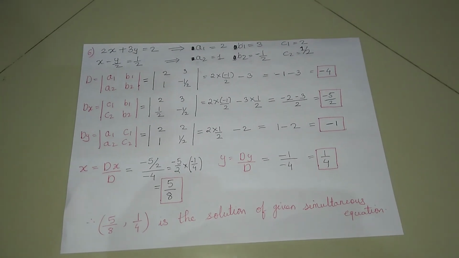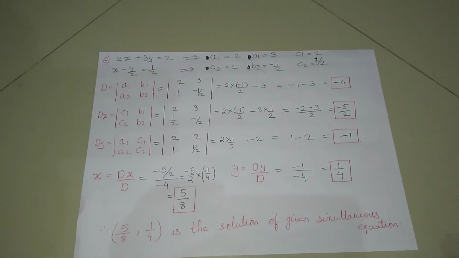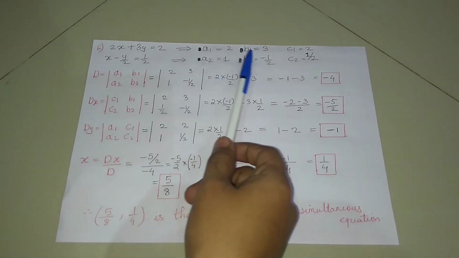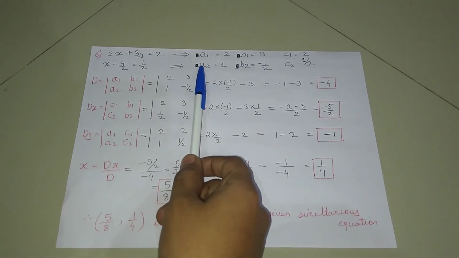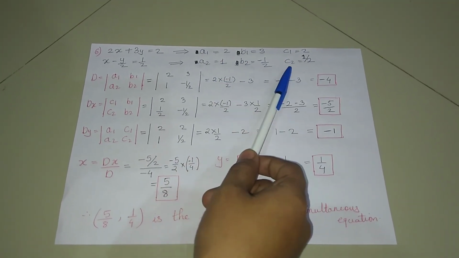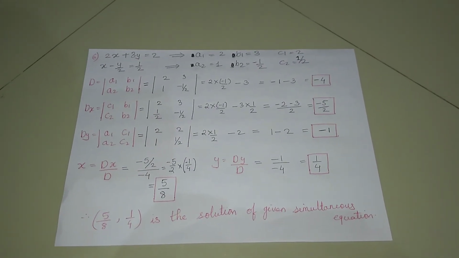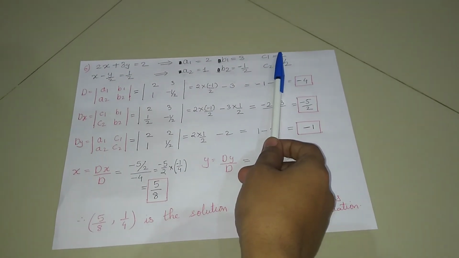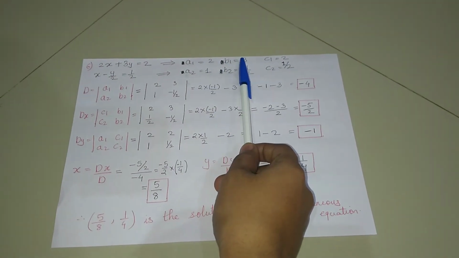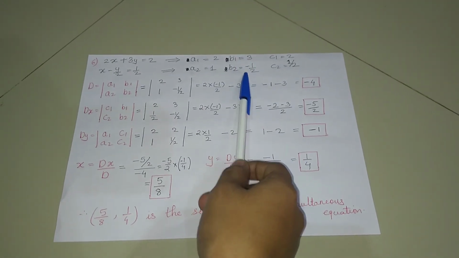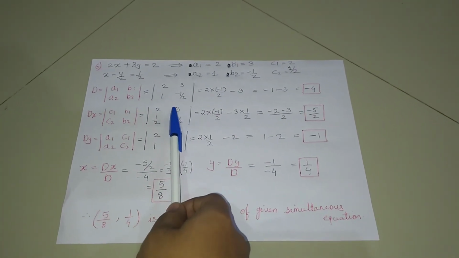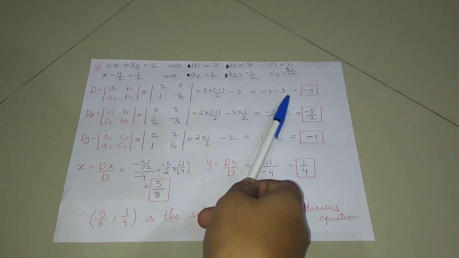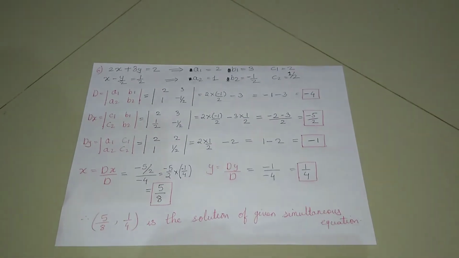So the question is 2x minus 3 plus 3y is equal to 2 and x minus y by 2 is equal to 1 by 2. So here a1 is 2, b1 is 3, c1 is 2, a2 is 1, b2 is minus 1 by 2 and c2 is 1 by 2. Now what is D over here? As I told you, we have to omit the constants and write the x and y coefficients, that is 2, 1, 3, minus 1 by 2. Cross multiplying, 2 into minus 1 by 2 minus 3 is equal to minus 1 minus 3, that is minus 4.